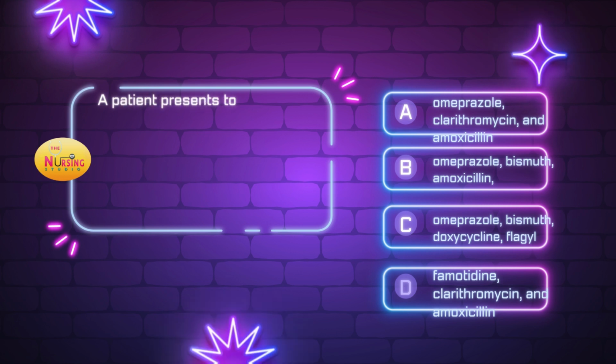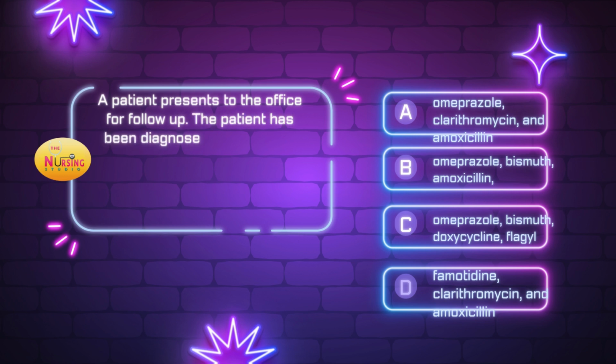All right. Let's get into question number two. Question number two states a patient presents to the office for follow up. The patient has been diagnosed with H. pylori, and the nurse practitioner is discussing first line regimens for treatment. Which is the correct regimen?